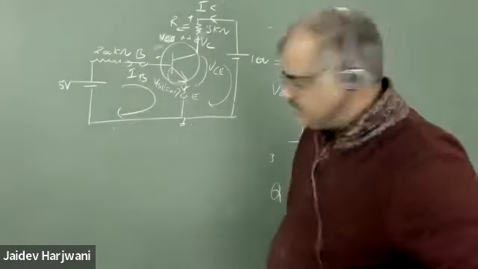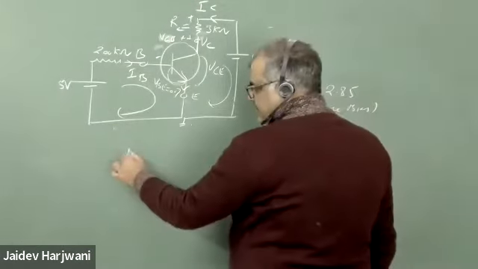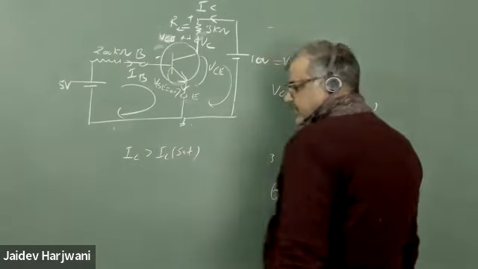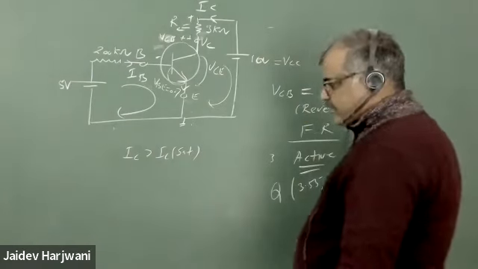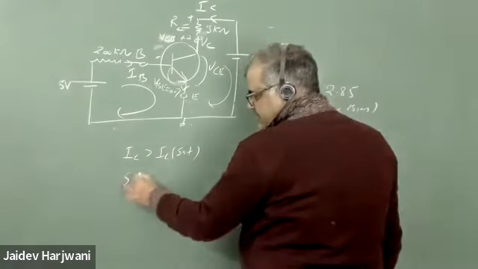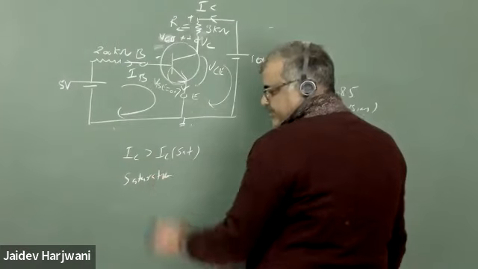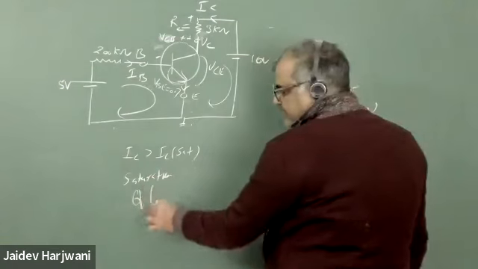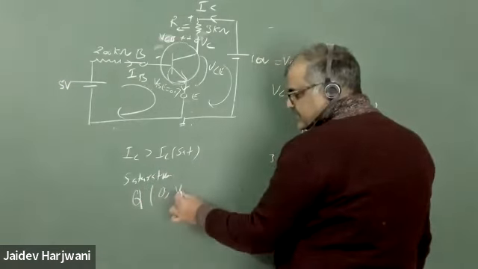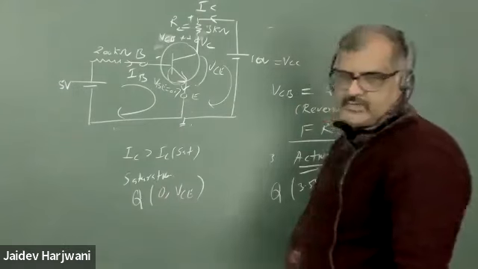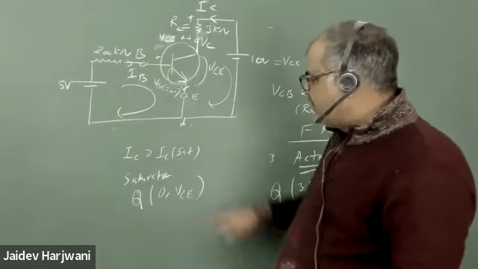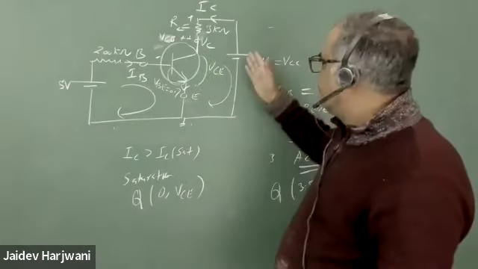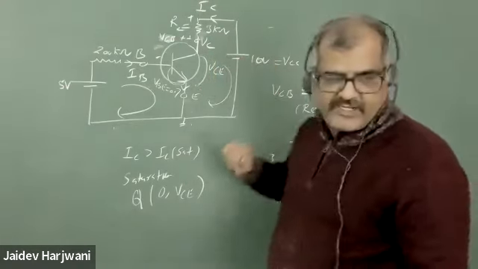Now the second thing I was telling: whenever your IC is greater than your IC saturation, in that case your operation region will be saturation. That is sure. But then what will be your operating point? In that case your operating point will be simply 0 into VCE, because you are calculating IC saturation by making VCE 0. Now when you are applying this kind of battery, this cannot be negative.